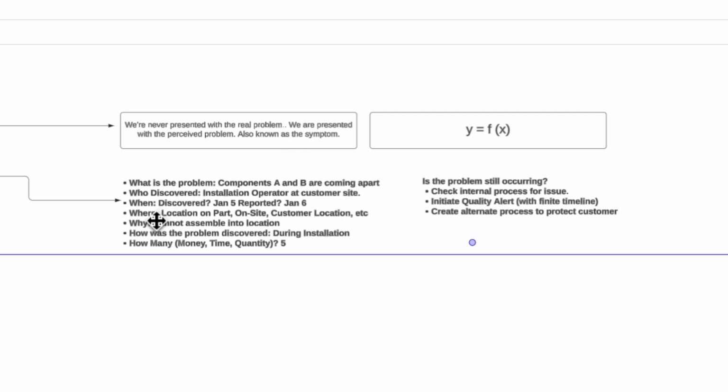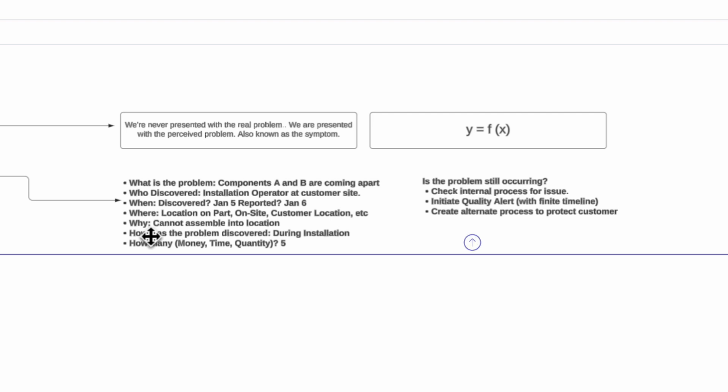Where is the problem? When you ask where, don't just ask where on the part. You want to be asking where in the world is it? What region is it in? What country is it in? Did the problem occur in a manufacturing site? What line did the problem happen on? Where on the part did it happen? Where in the process did it happen? These are all the where questions you should be asking yourself when you get to the where and filling that out.